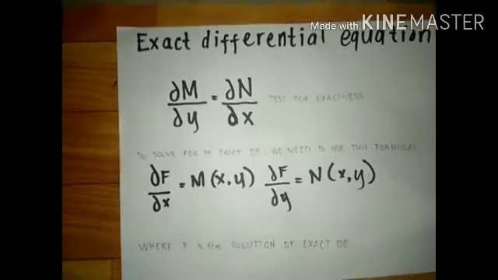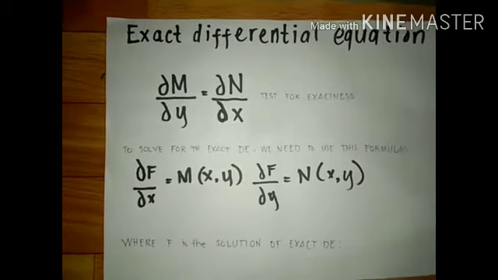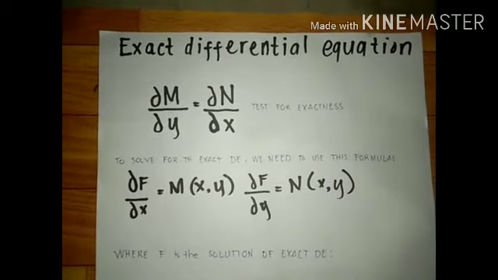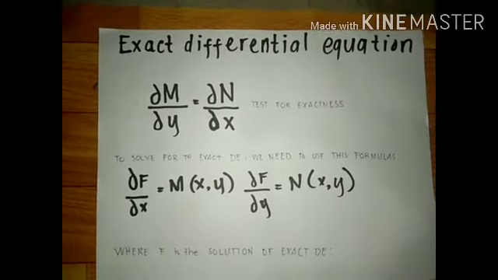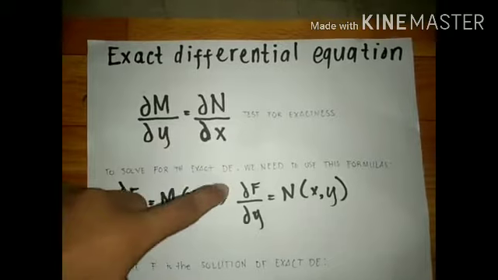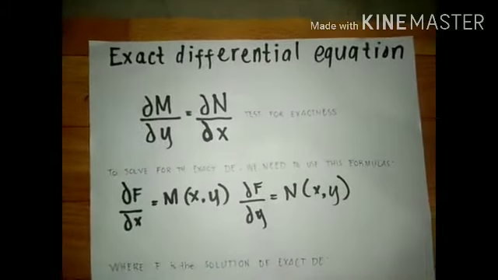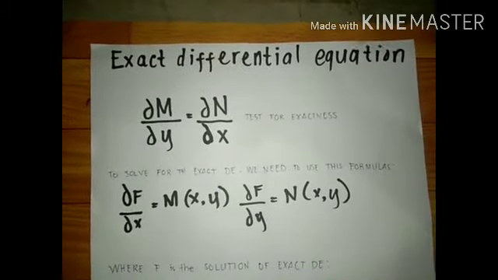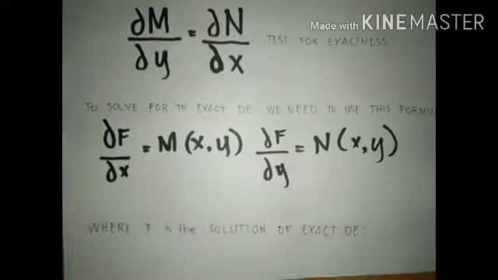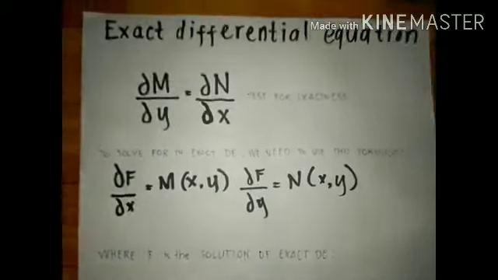The partial derivative of f with respect to x equals the term M, a function of x and y, and the partial derivative of f with respect to y equals N, a function of x and y. So where f is the solution of the exact DE.